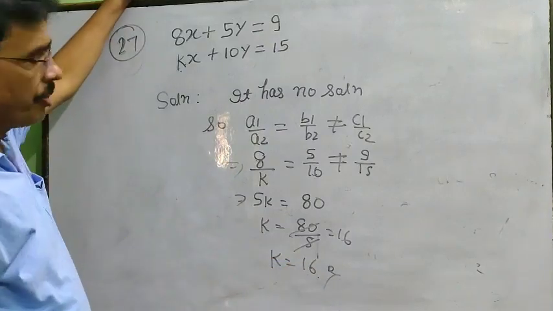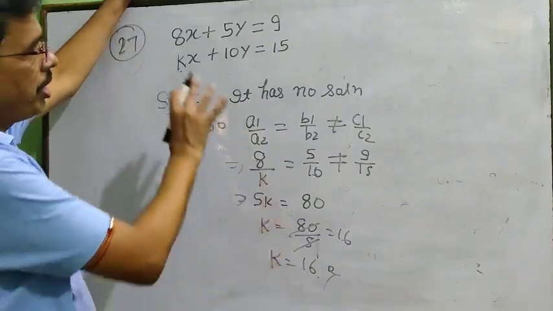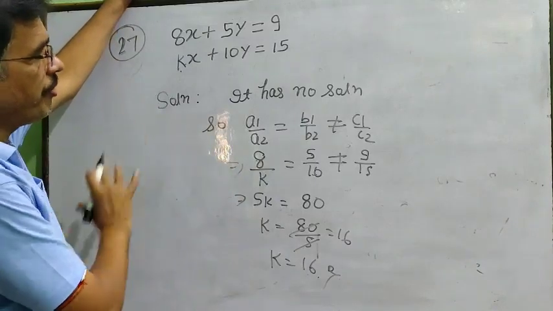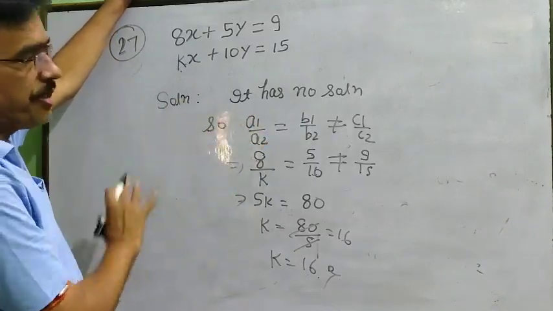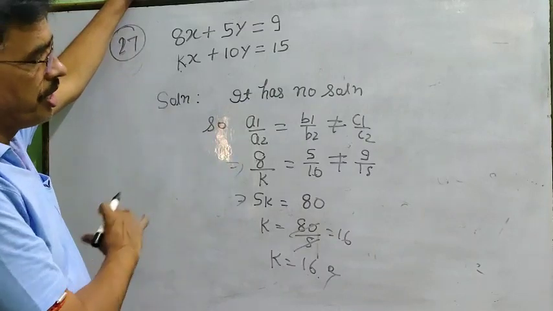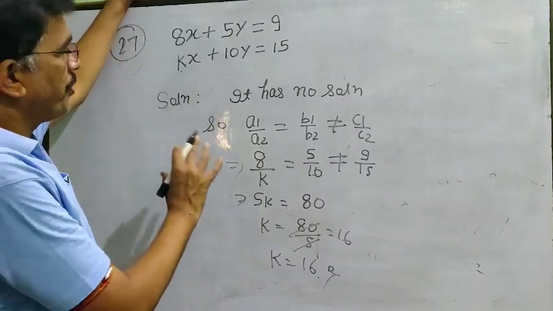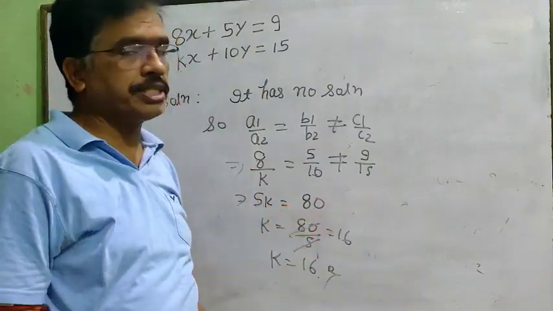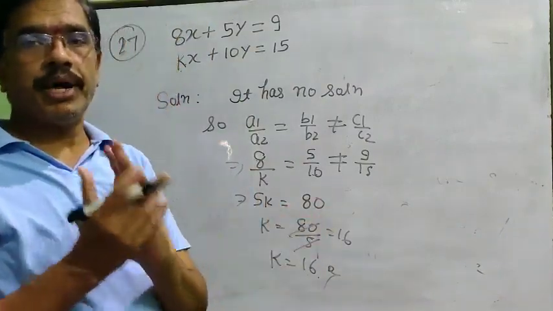And other questions from 27 to 32 are on the same process, that it has no solution and you have to find the value of k. So try to solve by the same method and I think you can solve it. And it is the last video of exercise 3D. The remaining questions of this exercise I think you can solve in an easy way.